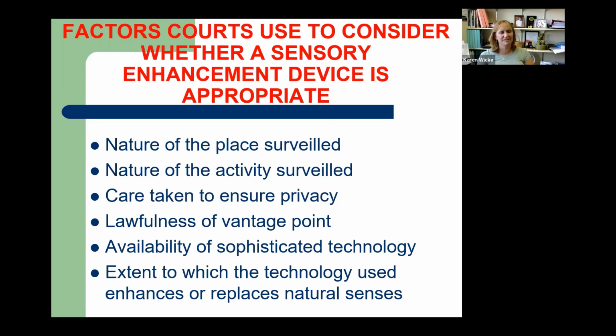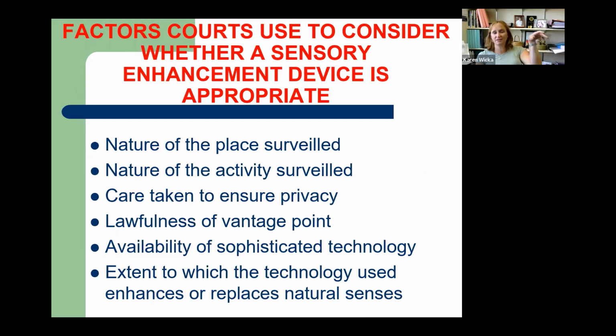To determine if it's a sensory enhancement device. So the first thing is, where is the place that's being surveyed? So we already said if you're out in public, it doesn't count. But if it's on a place that already receives protection, it is going to be a sensory enhancement, which is a search. What's the nature of the activity that you're surveilling?